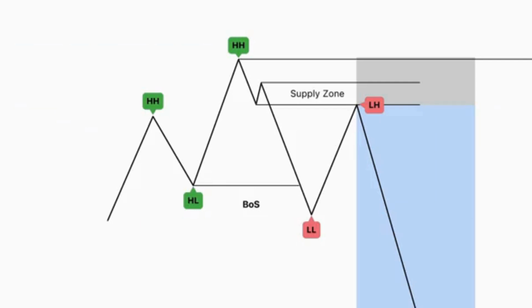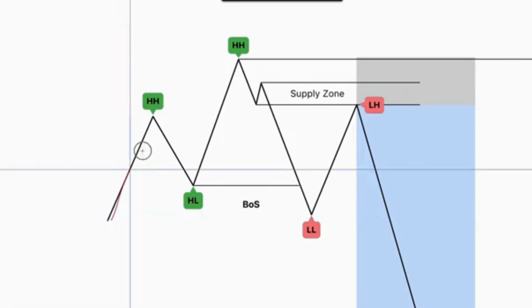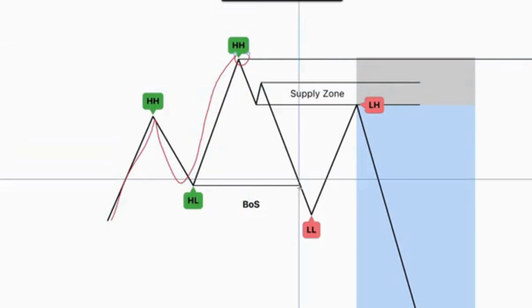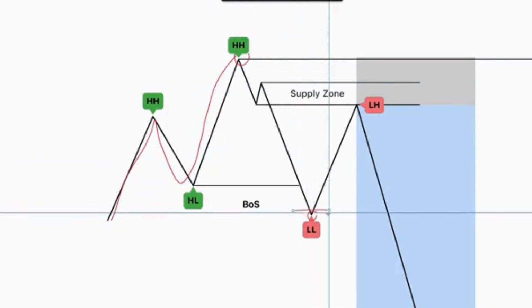And the exact same entry model, but flipped upside down, can be used for selling trades. Here we're looking for a market that's shifting from higher highs and higher lows into lower lows, creating validation of a downtrend.